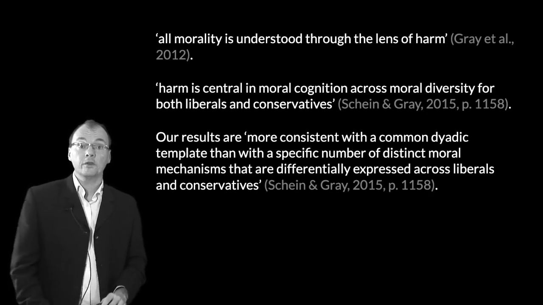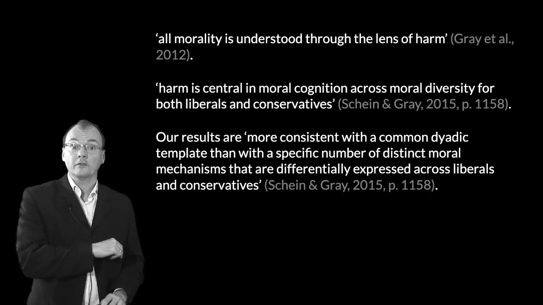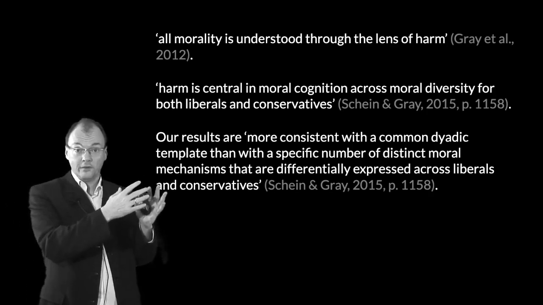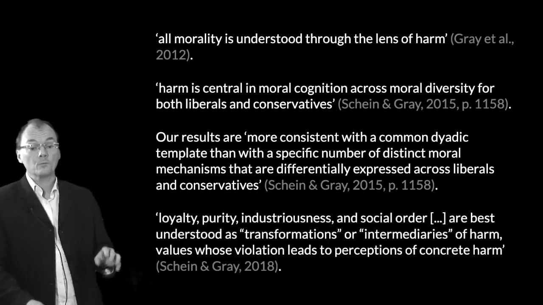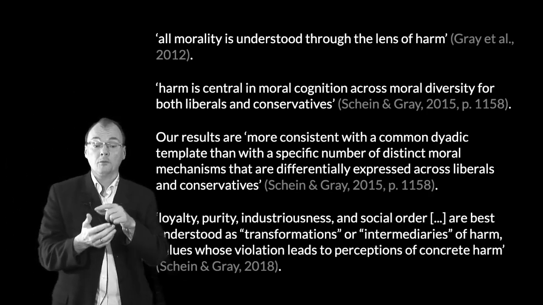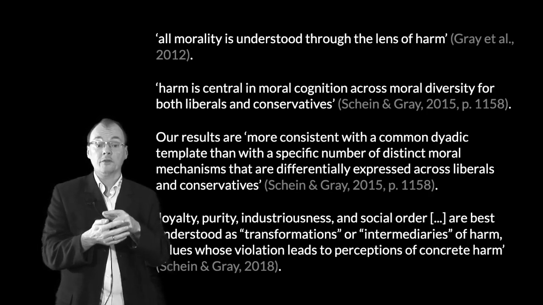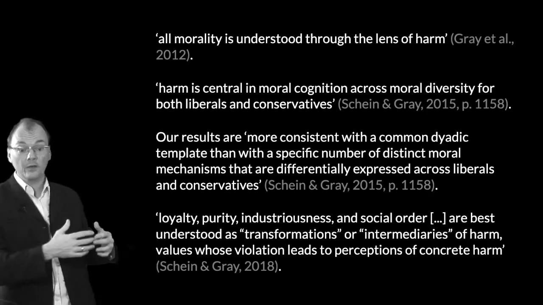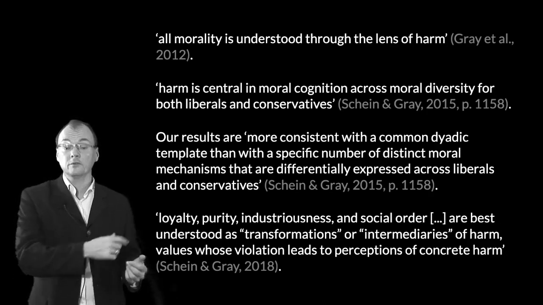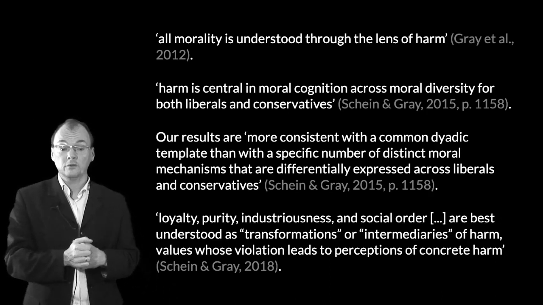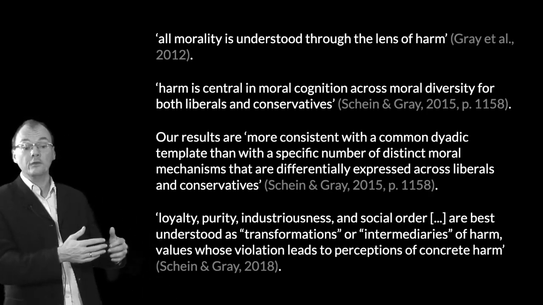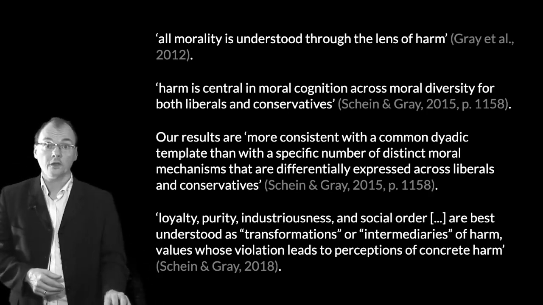Now, there's a problem here, which is that there's also some quite good evidence, I mentioned this in the notes below, that actually conflicts with their findings. So it doesn't seem that we've got very strong evidence here. The other issue is that whereas, as I'm introducing this, you might think, gosh, I'm dealing with a monistic rather than pluralistic theory. Actually, there is a kind of pluralism in their theory. They're quite open about this. They think that loyalty, purity, and other kinds of concern, they label them differently, are genuine ethical concerns. It's just that they need to be understood as transformations or intermediaries of harm, values whose violation leads to perceptions of concrete harm.